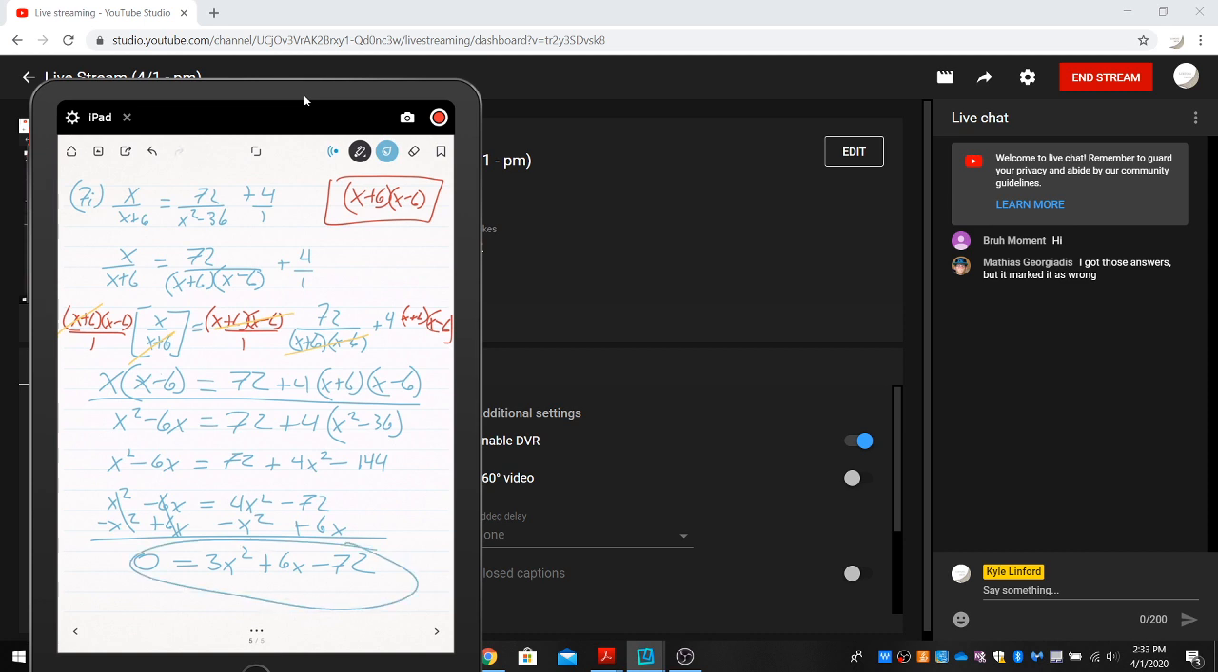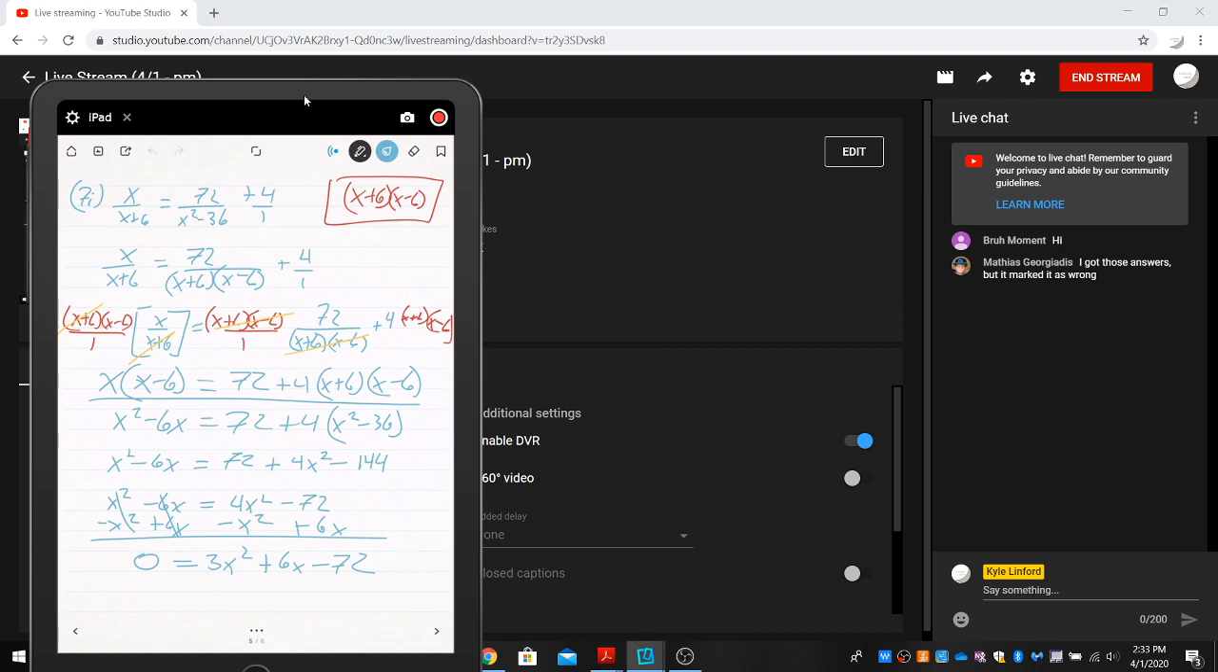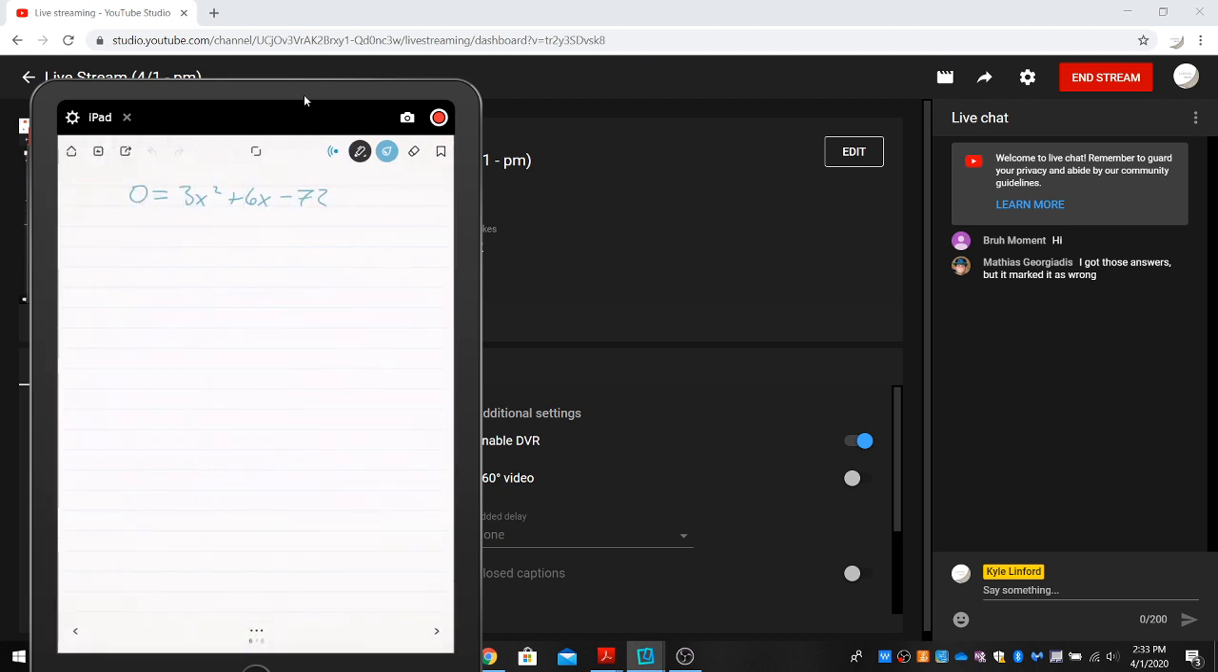I'm going to need some room, so let me jump over a page. 0 equaling 3x squared plus 6x minus 72. I think that's what it was. All right. Now I need to factor this down. I'm looking here and I'm saying, there's probably a GCF. It looks like 3 is a GCF. So I can factor a 3 out to get x squared plus 2x minus 24. So really, all that I need to keep breaking down is the x squared plus the 2x minus 24.